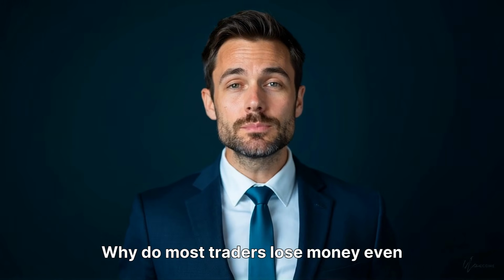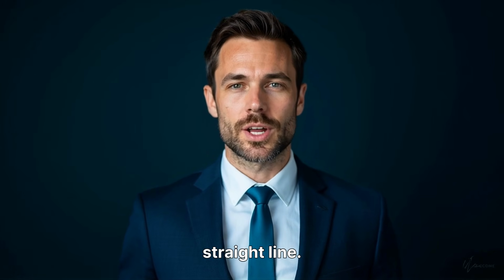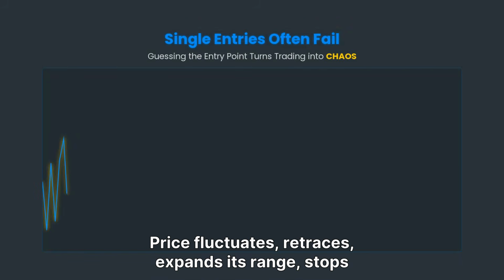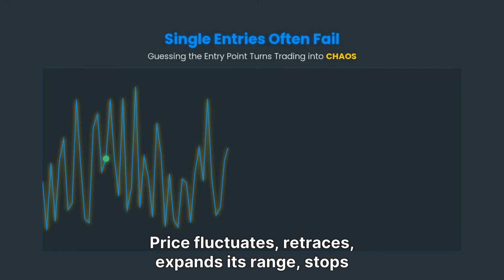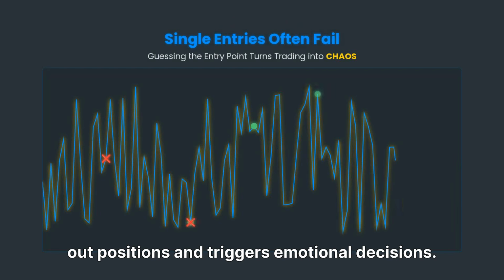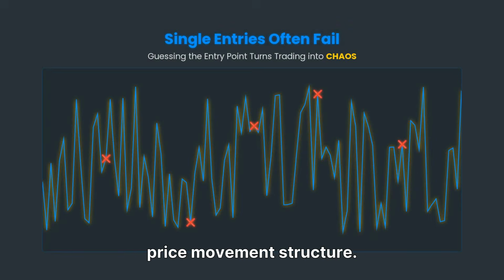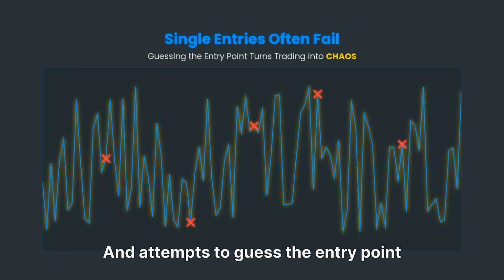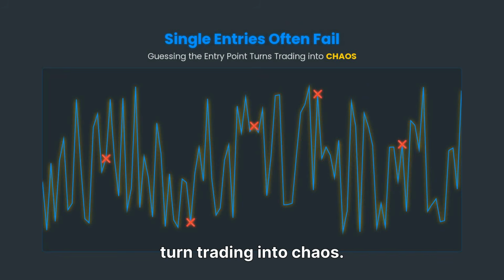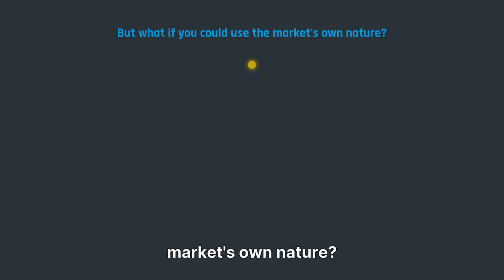Why do most traders lose money even when they have a strategy? Because the market doesn't move in a straight line. Price fluctuates, retraces, expands its range, stops out positions, and triggers emotional decisions. Single entries often fail to account for price movement structure, and attempts to guess the entry point turn trading into chaos. But what if you could use the market's own nature?